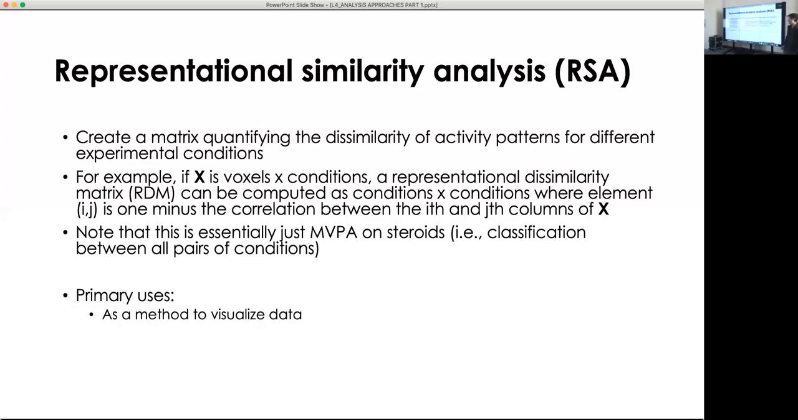So why is this useful? Well, this is maybe my opinion on this. It's useful if you want to think of this as a way to just summarize a lot of data or look at it quickly. It's a way to summarize complicated thousands of voxels into a single small matrix.